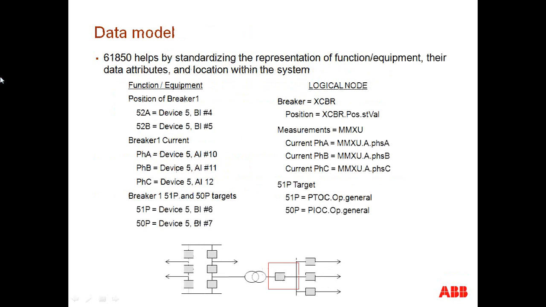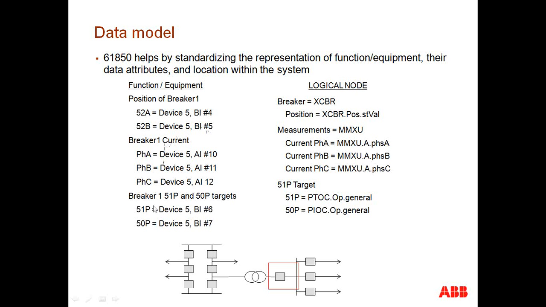And essentially, here's what we have as part of 61850 that helps us with some of these challenges. On the left, I have a column of functions and equipment, and we could see, for example, the position of breaker 1, and I have in this red square what I'm calling breaker 1 right now within the context of the substation. I have device address number 5, binary input 4 in DNP for 52B, device address number 5, binary input 5.